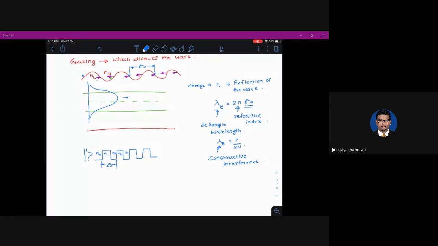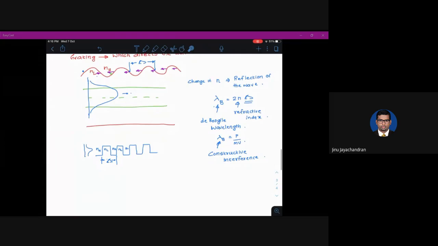Once it comes back, there is a small reflective coating here, which will make it go back again. So only those waves which can have constructive interference can sustain in this semiconductor, and those wavelengths are given by the de Broglie wavelength lambda b equal to 2n into capital lambda, where n is the refractive index, or you can say the effective refractive index.